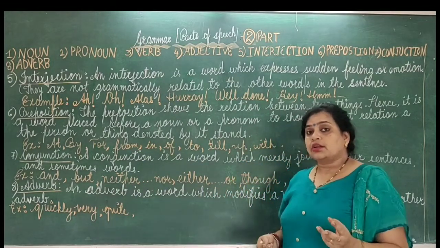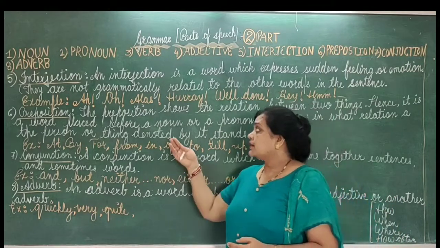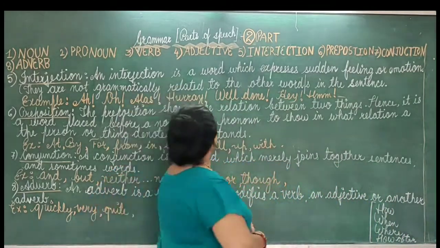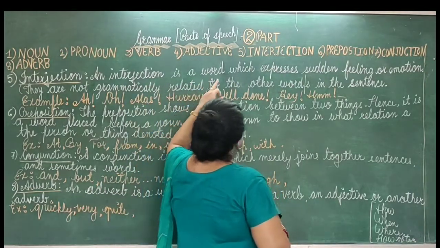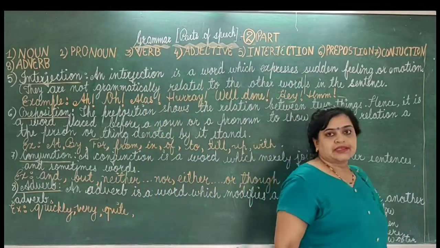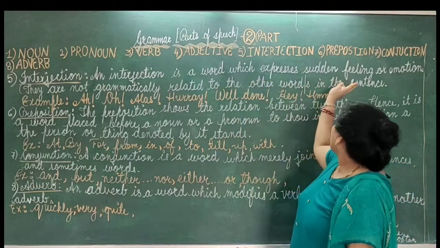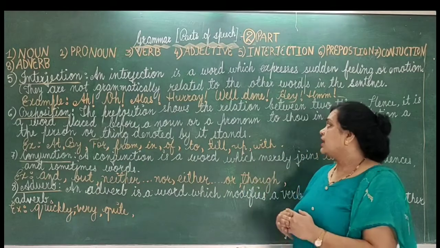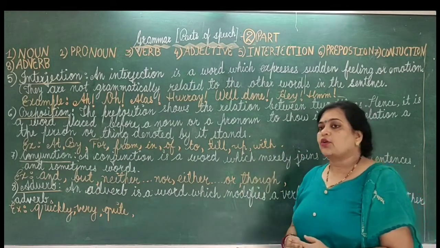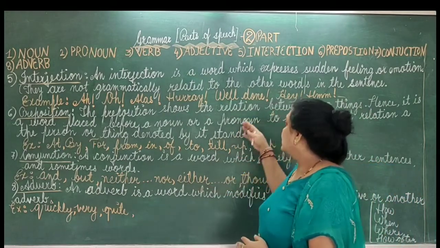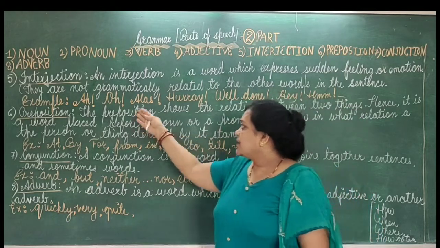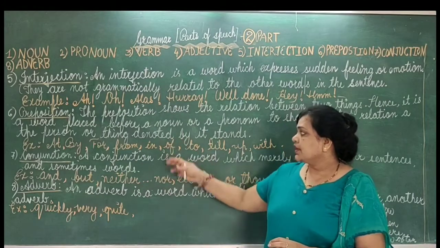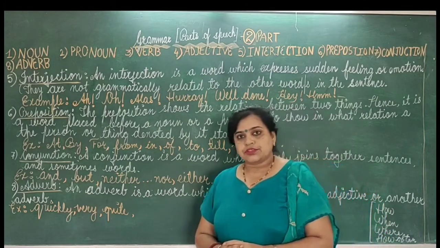It may not be directly linked, but as you can see and note down the definition here, an interjection is a word which expresses sudden feeling or emotion. They are not grammatically related and connected to the other part of the sentence or words. And here we have seen the examples. The next will be preposition.